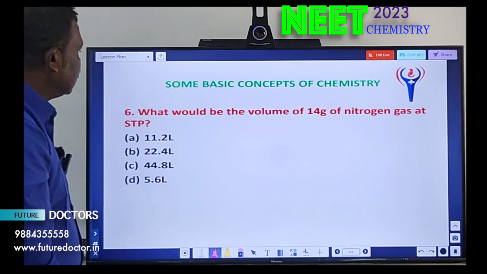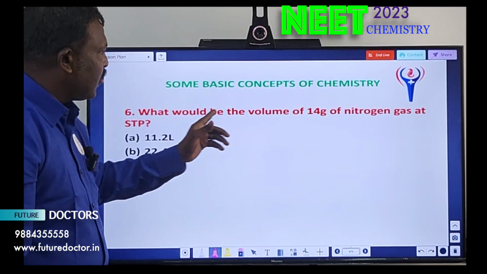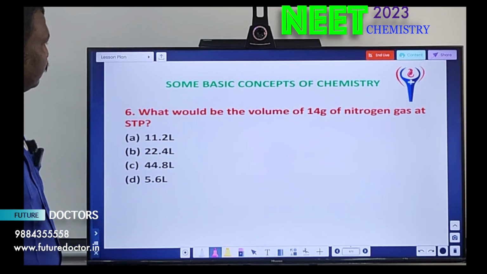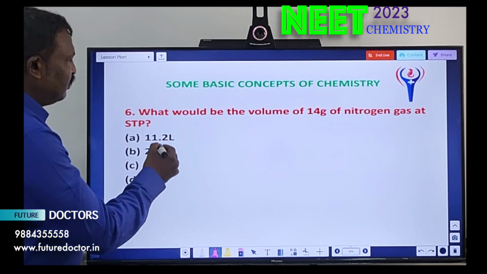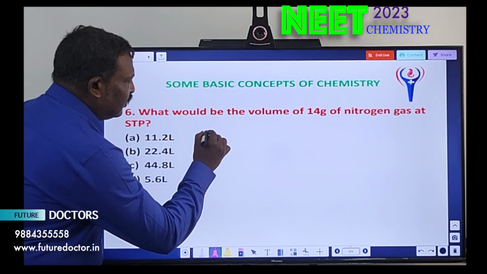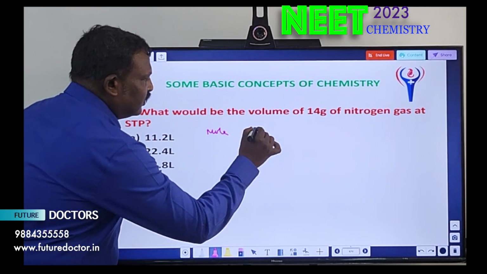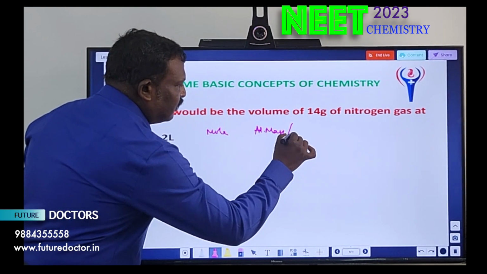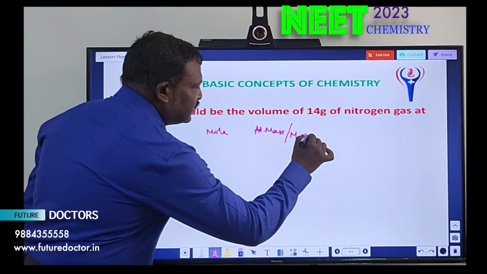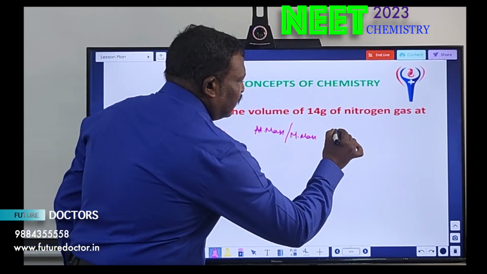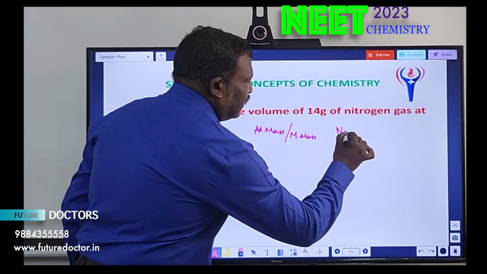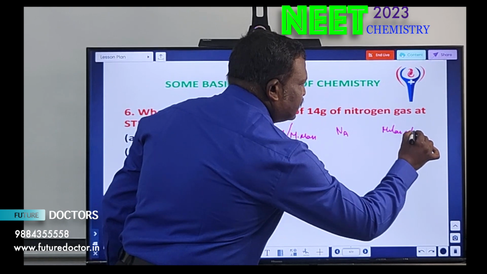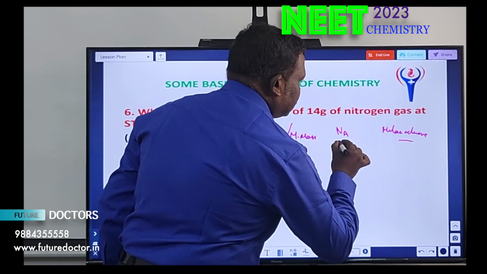Right. Next one. What would be the volume of 14 gram of nitrogen gas at STP? Okay, 14 gram of nitrogen at STP. This is, as I told you, mole concept. I told you already. You just write mole, atomic mass or molecular mass, then Avogadro number N A, then molar volume. If you frame like this, you can use it to solve this kind of sum.